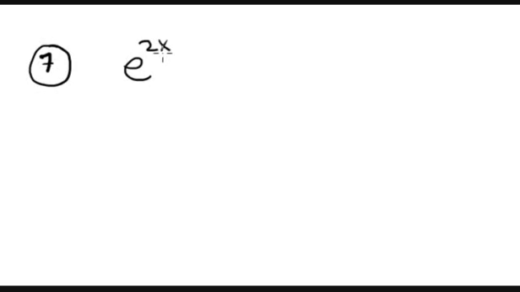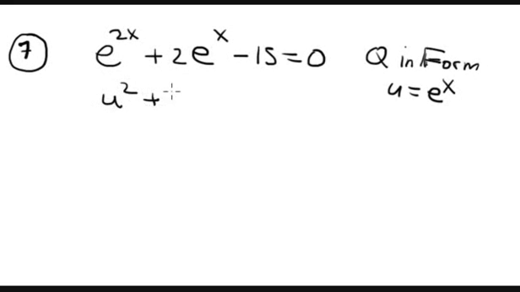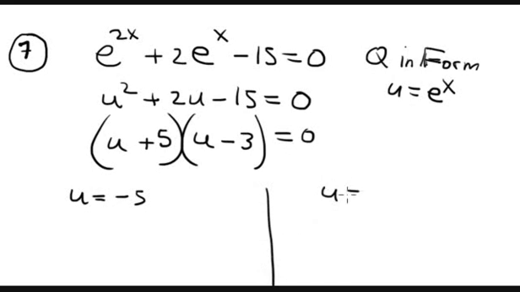Number 7 is easy, it's an exponential equation: e to the 2x plus 2 e to the x minus 15 equal to 0. It is obvious that this equation is quadratic in form. The substitution is u equal to e to the x, which is the small exponent. This is u squared plus 2u minus 15 equal to 0. A quadratic equation, you solve it by factorization. The factorization is 5 and 3: negative 3 and positive 5. Now the solution is u equal to negative 5, and another solution is u equal to positive 3.